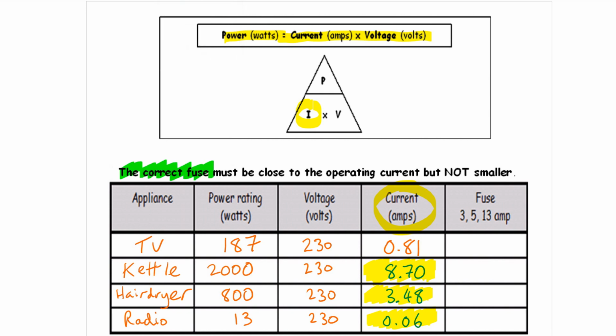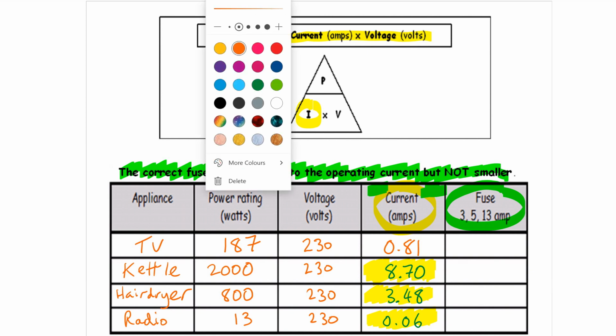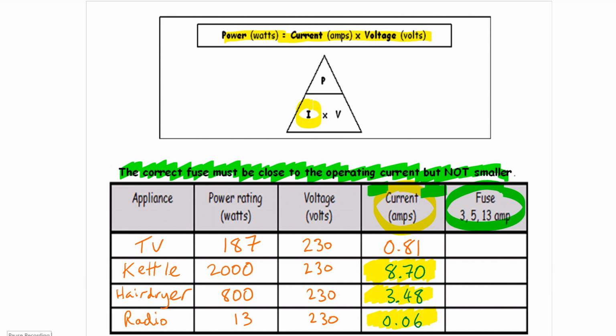So the deal is with the fuse, the correct fuse must be close to the operating current, but it can't be smaller. So we've got a choice of a 3, a 5 or a 13 amp fuse. So the TV has an operating current of 0.81. The closest one is 3 amps, a 3 amp fuse. The kettle, 8.7 amps. That would blow a 3 and a 5 amp fuse. So the fuse must be the 13 amp fuse.